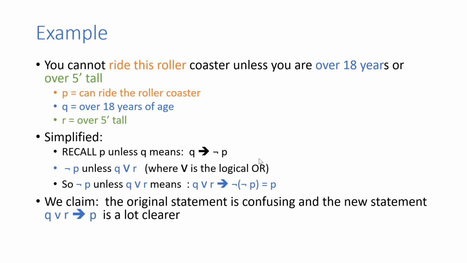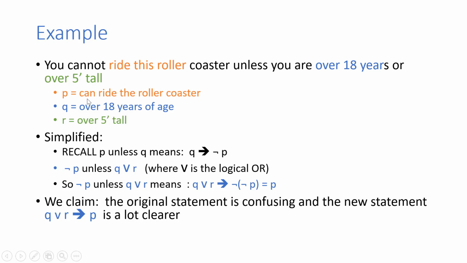So here's another example that can be confusing. You look at this proposition. You cannot ride this roller coaster unless you're over 18 years or over 5 feet tall. So rather than dealing with the entire proposition, which can be true or false for a given person, we try to break down the parts of this statement into smaller things.